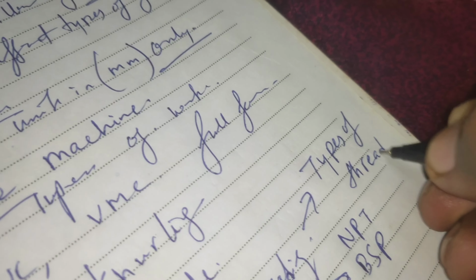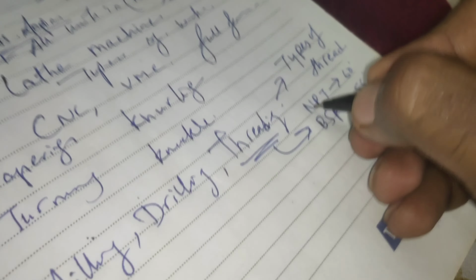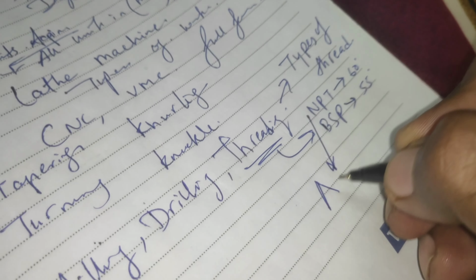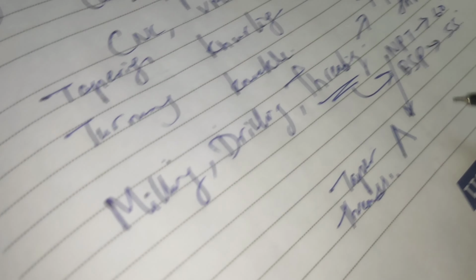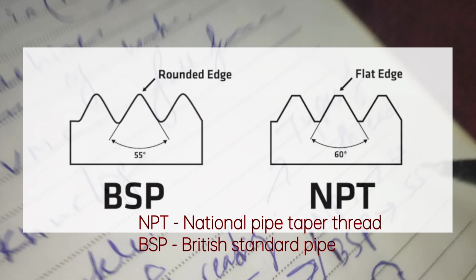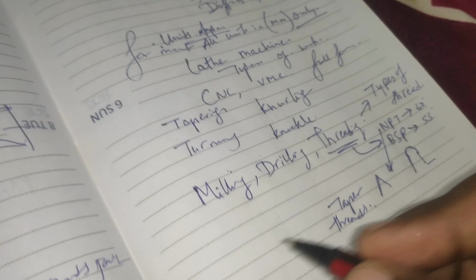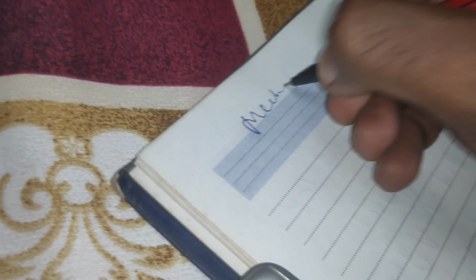So NPT is a 60-degree angle and BSP is a 55-degree angle, and they will be asking what that is, and all the drawings, like the teeth in between, and the taper thread or flat thread. So you have to go through these basic details and study in detail. And then the drawing reading is also important, the side view, front view. So next we will go with the mechanical quality jobs.